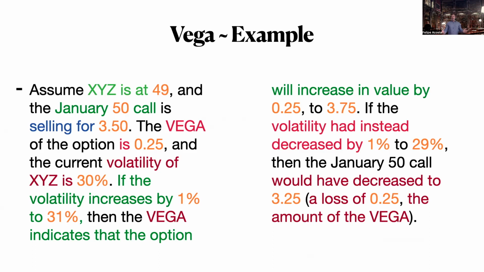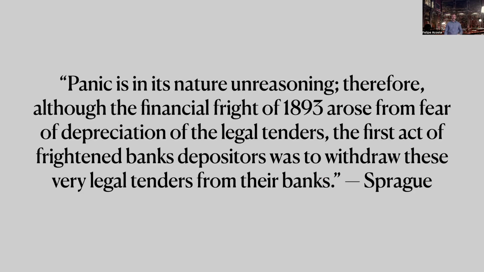So basically, in this scenario, for every 1% move in volatility, whether up or down, it's either a potential gain of $25 or a potential loss of $25, because Vega is 0.25, right? So that's going to affect the pricing of that option.